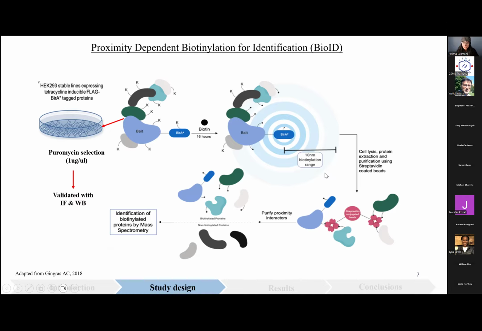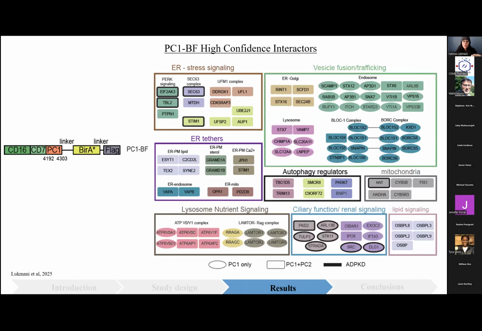And then you pull down this complex and you shoot it through mass spec, and it gives you the list of proteins that are the strong interactors with your protein of interest. And once you assess that, you get something like this, where you see in different compartments of the cells, they get enriched with a variety of these proteins.